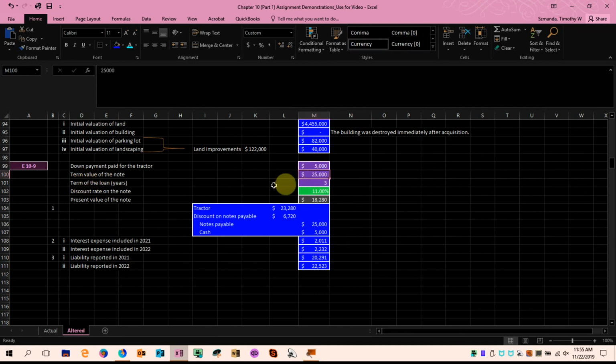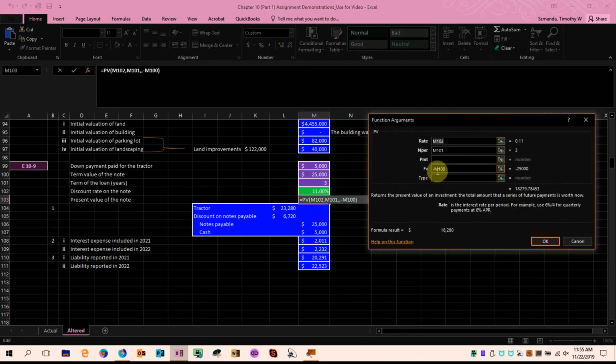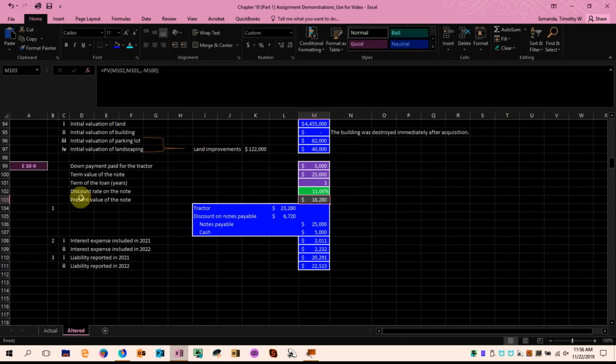As I listed the values given, we have the down payment of $5,000, and the term of the note is 3 years. So we have a $25,000 note due in 3 years at 11% using my value. First thing we need to do is calculate the present value of the note. And this, we've done similar examples in the past. I entered the rate at 11%, number of periods 3, and then the future value, the amount we have to pay in 3 years, is $25,000. That means that the value of the note today is $18,280 at my discount rate.